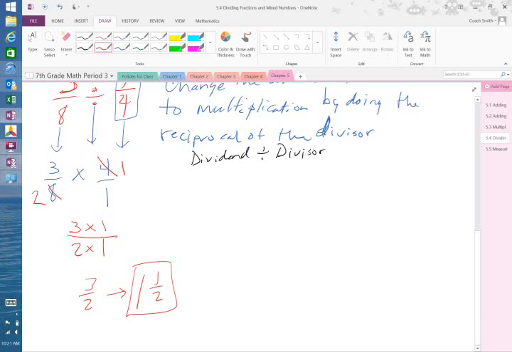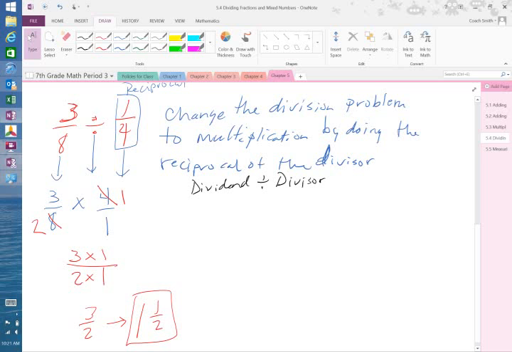Okay, so anybody not understand any of those steps? All right, let's look at another one then.